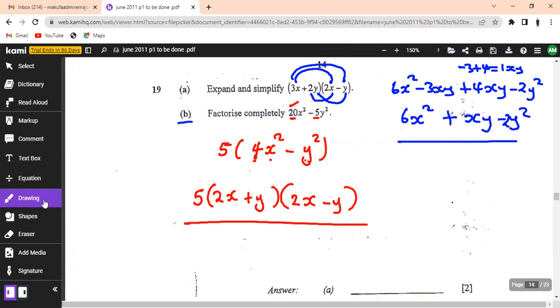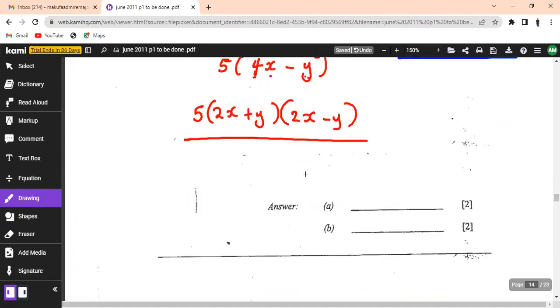Okay, so that's what we had from this part. And it's just like that, guys. It's just the basic part of approaching this question.